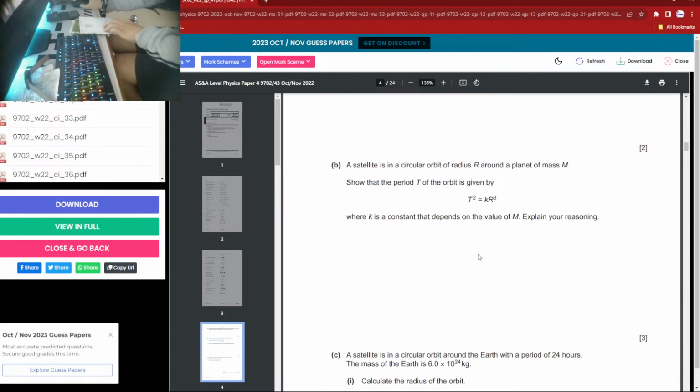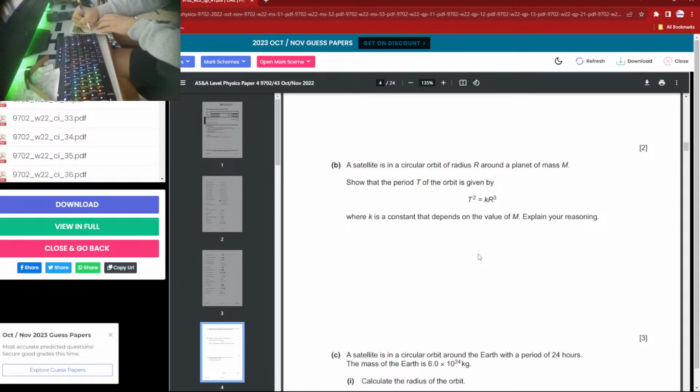Okay, next one, B. A satellite is in circular orbit of radius r around planet M. Show that the period T of the orbit is given by T squared equals k r cubed, where k is a constant that depends on the value of M. So for this one, we actually have to set the gravitational force equal to the centripetal force. That's the pattern of the papers: the first question is always something about gravitational force.